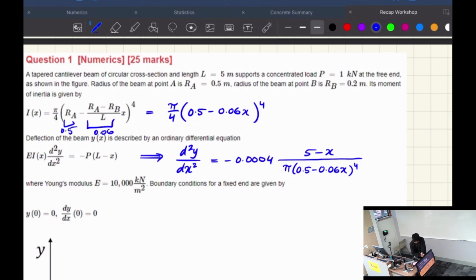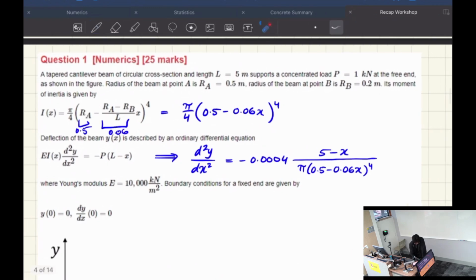Right? And then substituting this into here, we get a formula for d squared y over dx squared. Cool? And using this E value as well. Cool.